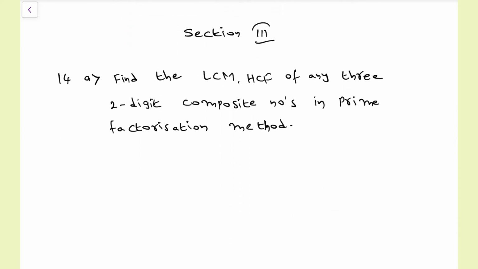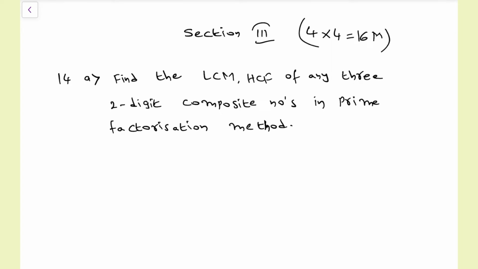Now in section 3 we will have 4 questions. For every question we will have an internal choice. 14th, A or B. 15th question, A or B. 16th question, A or B. 17th question also the same, A or B. So out of A or B, any one we need to write. In this, every question carries 4 marks. So 4 into 4 equals 16 marks.